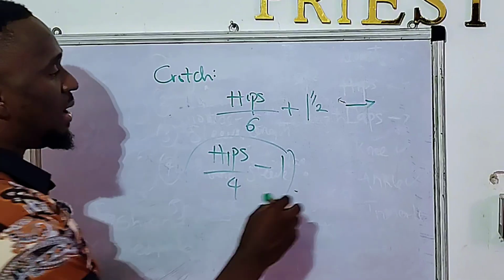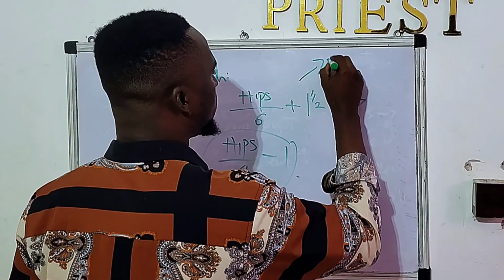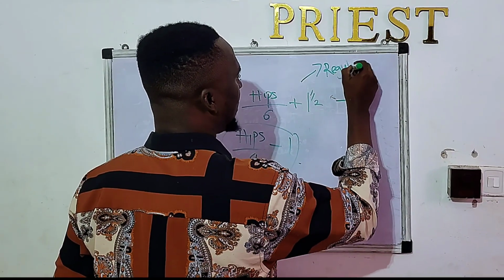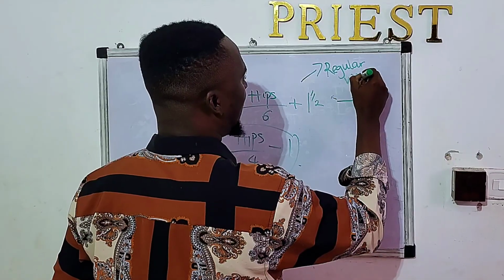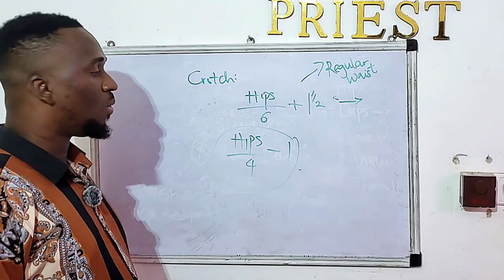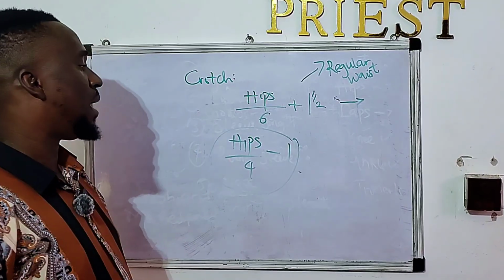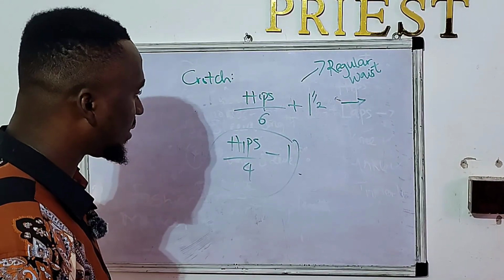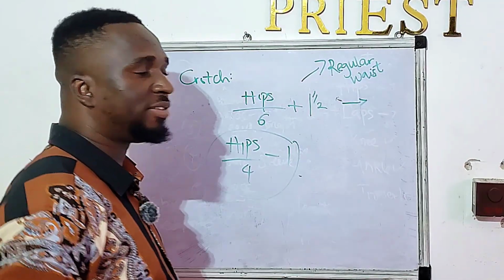Then this is for regular waistlines. For regular waistlines, it's not for high waist, right? It's not for high waist. A trouser that laps on the waist is called a regular waistline. Then when you talk about the high waist, it is the trouser that goes higher from the waist point.